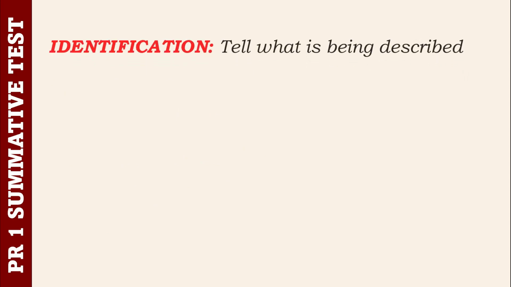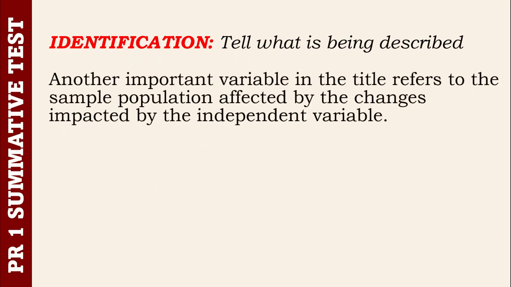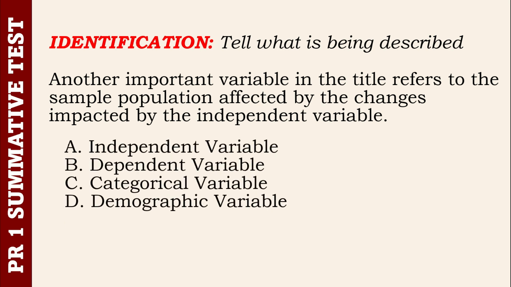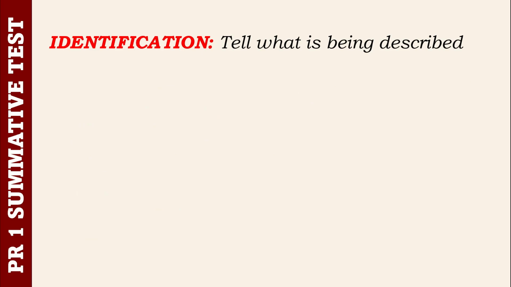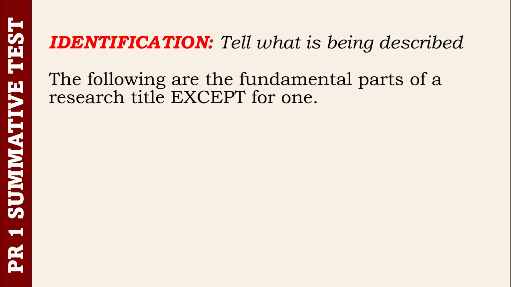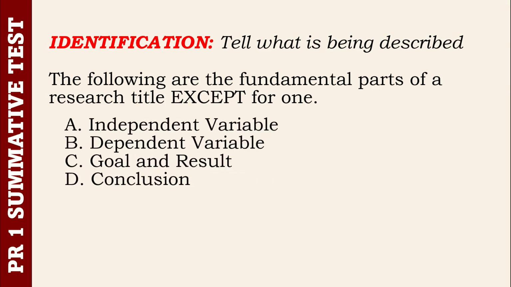Next in line is another important variable in the title, which refers to the sample population affected by the changes impacted by the independent variable. Same choices, and the answer is letter B, dependent variable. The following are the fundamental parts of a research title except for one. Is it independent, dependent, goal and result, or conclusion? Conclusion is the answer. The other three are all fundamental parts of a research title.